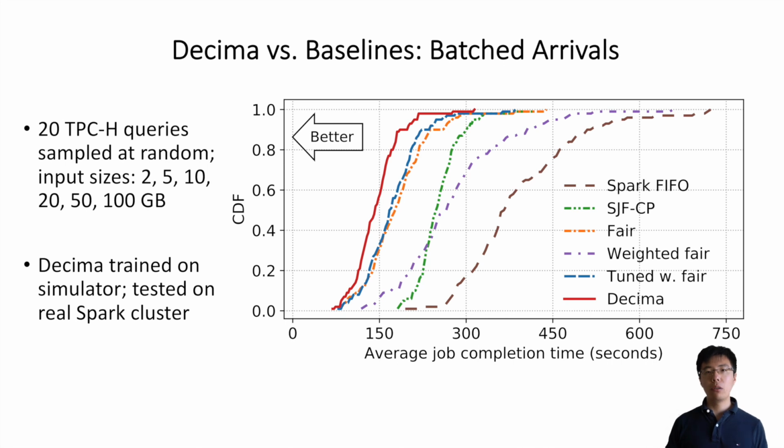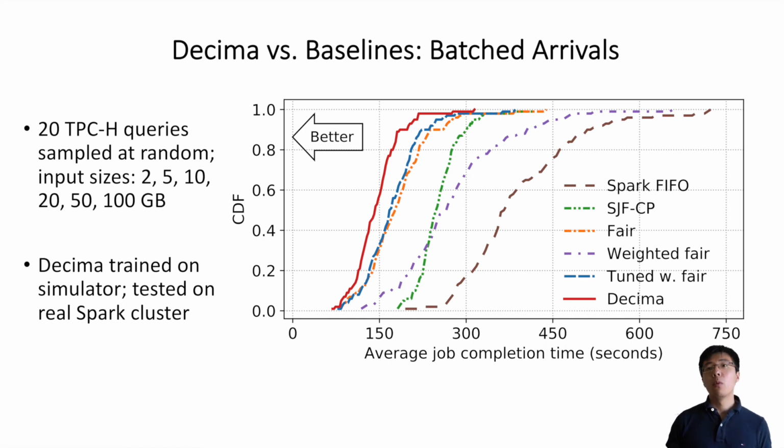Now I will show you a wide range of experiments that we did. We first compared Decima with existing scheduling heuristics. Here's an experiment with batch job arrival. The workload is TPC-H jobs with different sizes. We trained Decima on a Spark simulator. After training, we evaluate Decima with unseen job combinations on a real Spark cluster. The testbed has 50 CPU cores.